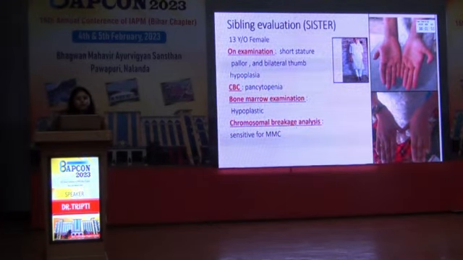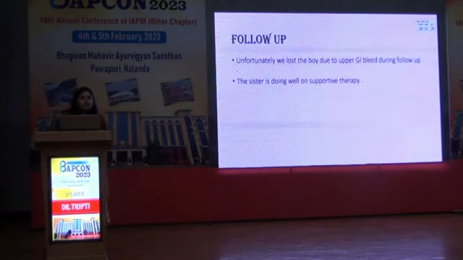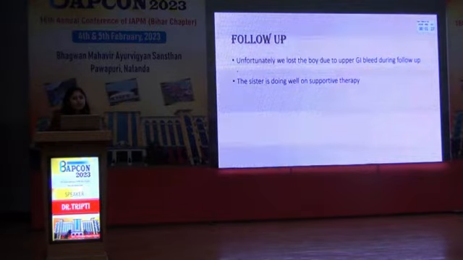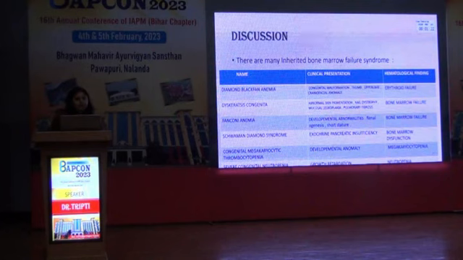After counseling his parents, we evaluated his sibling, who was a 13-year-old female. On examination, she also had short stature. She had an absent bilateral thumb. She had a hypoplastic bilateral thumb. Her CBC also reflected pancytopenia. On bone marrow examination, her marrow was also hypoplastic. We did her chromosomal analysis, and it also came sensitive for mitomycin C. In follow-up, unfortunately, we lost the boy due to upper GI bleeding, but the sister is doing well on supportive therapy.